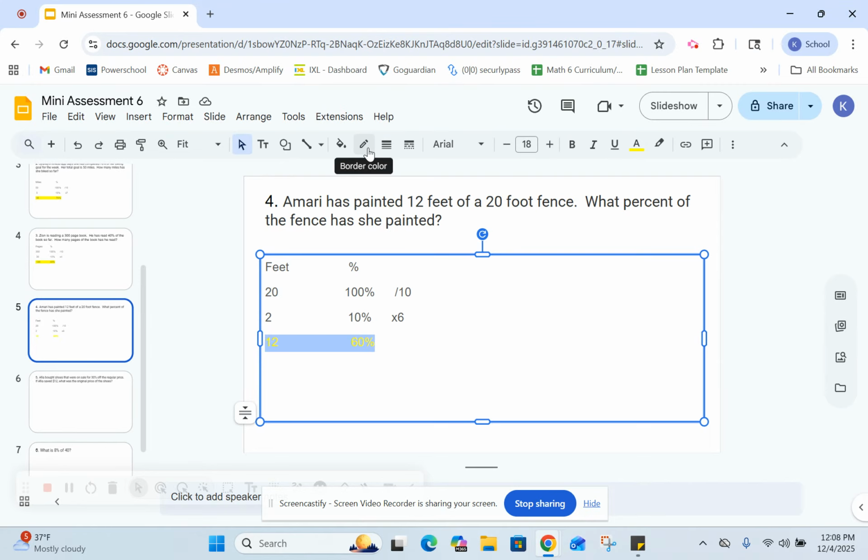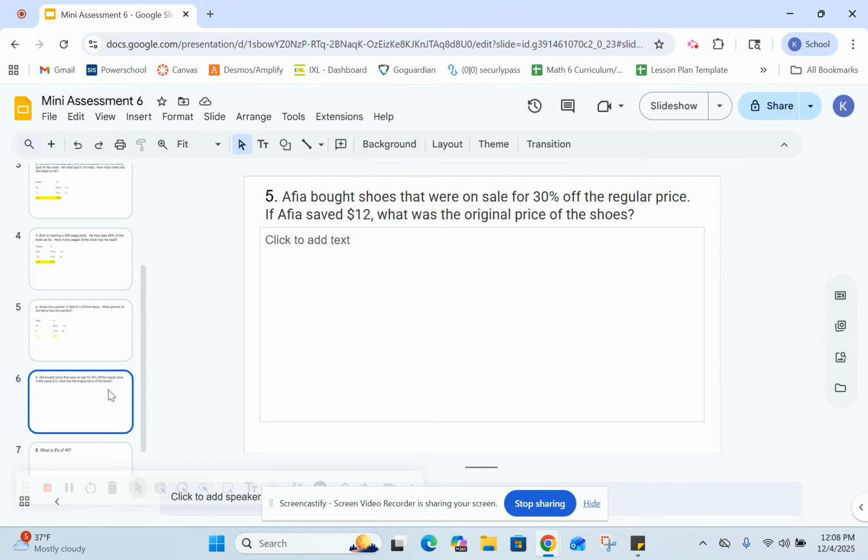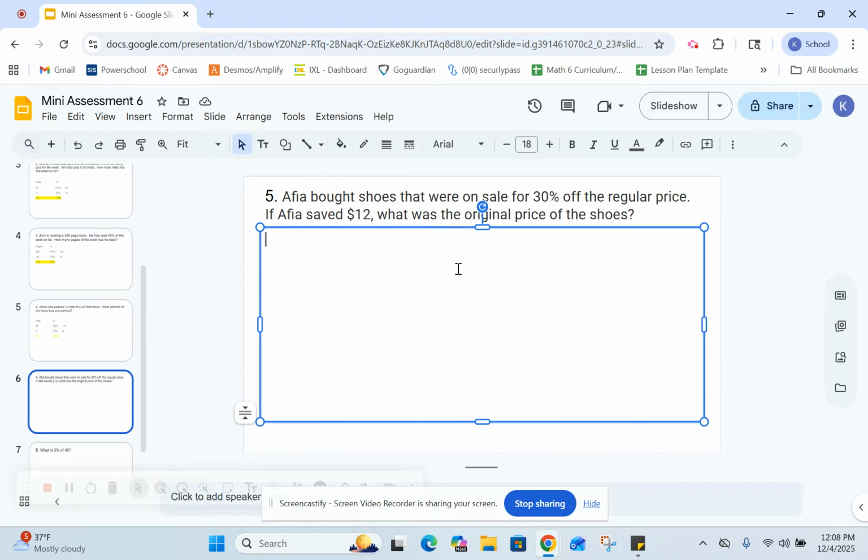All right, and let's head to our next question. Ava bought shoes that were on sale for 30% off the regular price. If Ava saved $12, what was the original price of the shoes? All right, so let's set up our T-chart. We have a price, and we have the percentage. All right, so $12, we need to figure out what percentage that would represent.